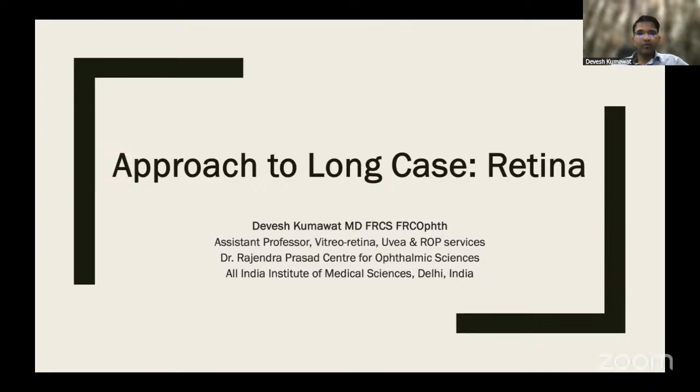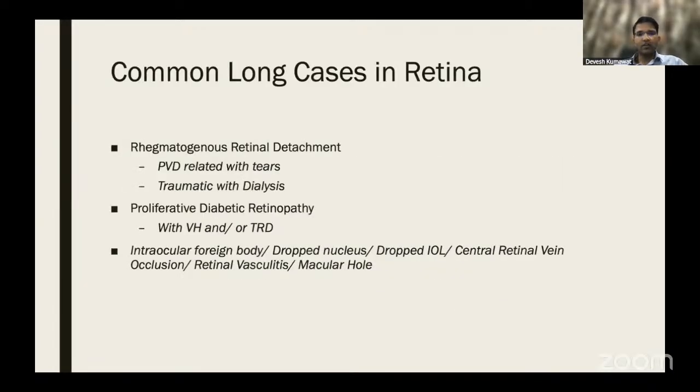So I'll be talking about the approach to long cases for postgraduate students pertaining to a retina case. Now, the common long cases that postgraduate students in their MD/MS exams or DNB exams will get for workup predominantly include a rhegmatogenous retinal detachment case or a proliferative diabetic retinopathy. Less commonly, it could be a central retinal vein occlusion or intraocular foreign body, dropped nucleus or intraocular lens, retinal vasculitis or macular hole.